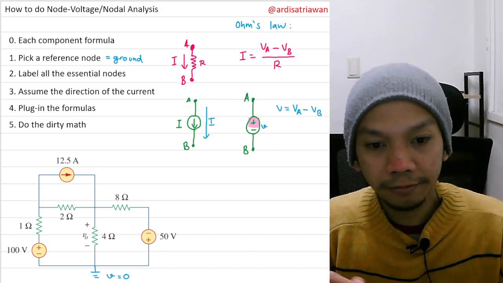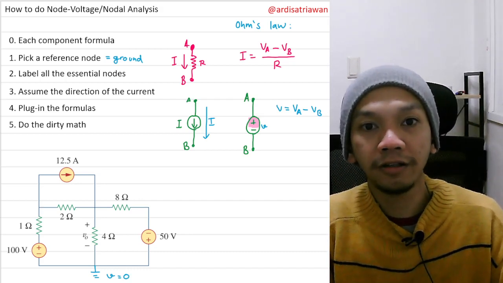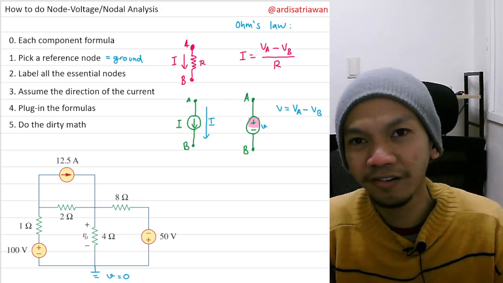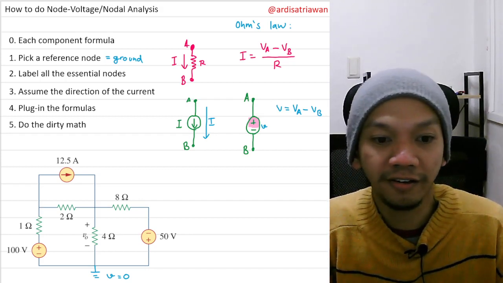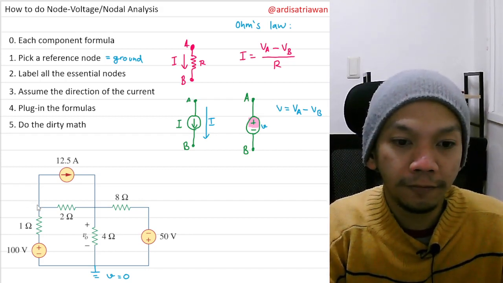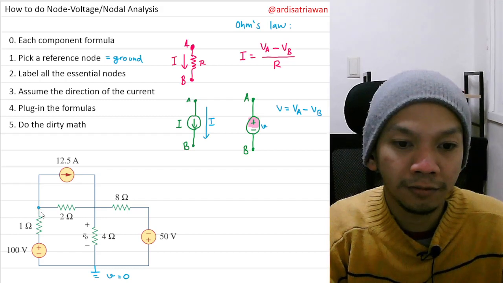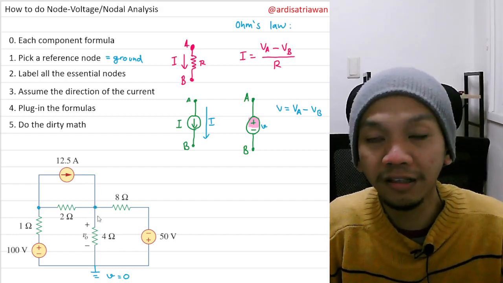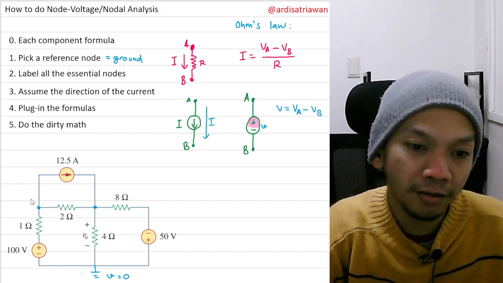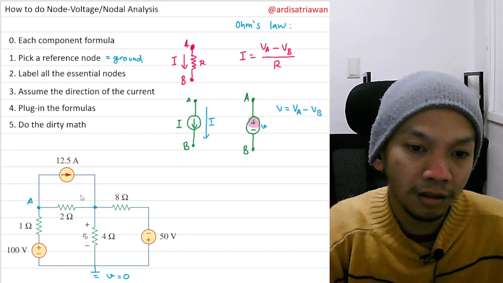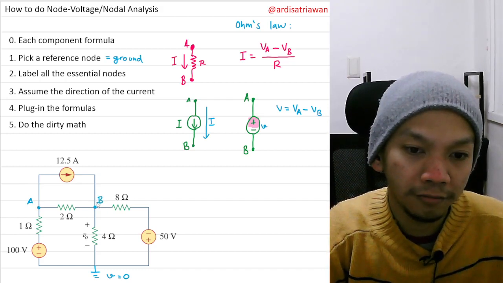And then we need to label all the essential nodes. Essential nodes are usually a junction or an intersection. So here we have this one, this one. Yeah, we have only 2 essential nodes. Let's name these node A and node B, right?